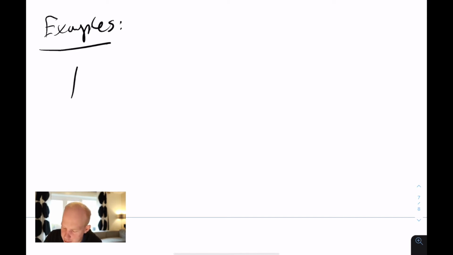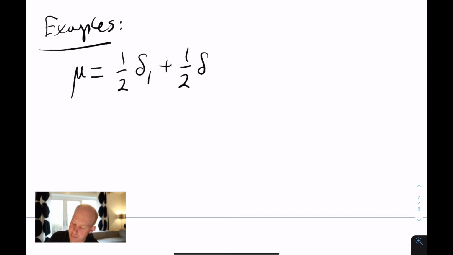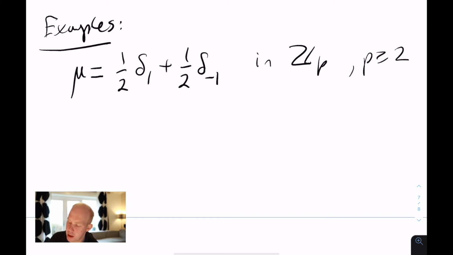Let's take the standard example we have talked about already several times. Let's take this half Dirac at 1 plus half Dirac at -1, and take this in, let's say, Z_p, where p is at least 2.